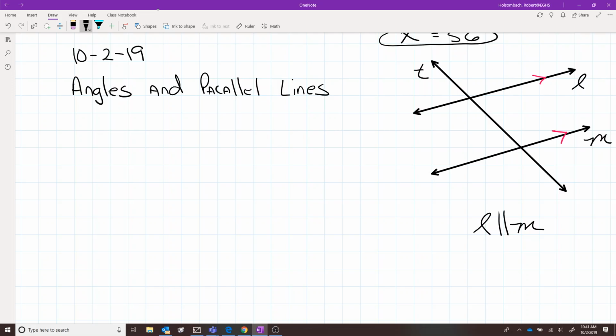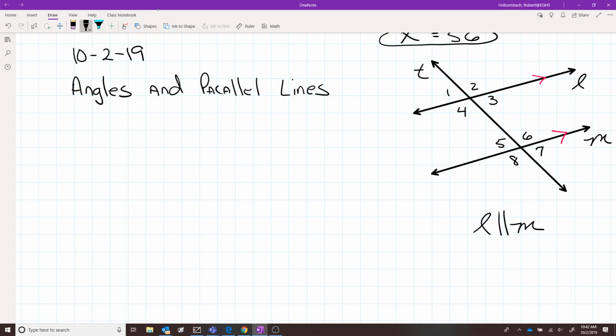In this case, that makes line T a transversal. By definition, you defined a transversal yesterday. And now, there's 8 angles in this picture. You got angle 1, 2, 3, 4, and then 5, 6, 7, and 8. And when L is parallel to M, and T is the transversal, these lines all have relationships, and they have rules.